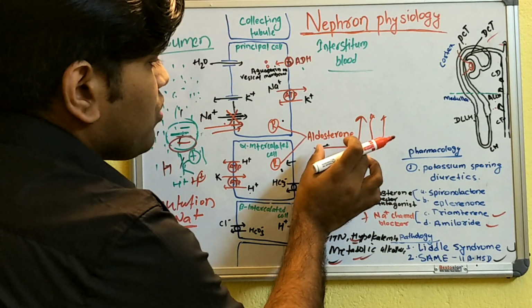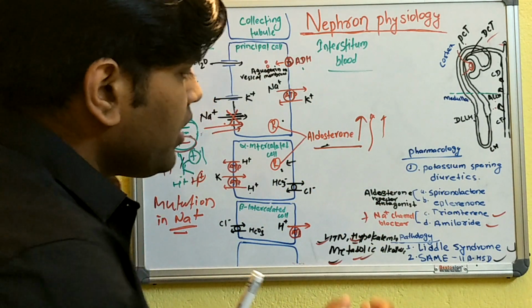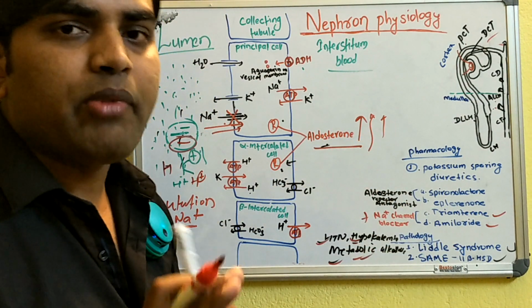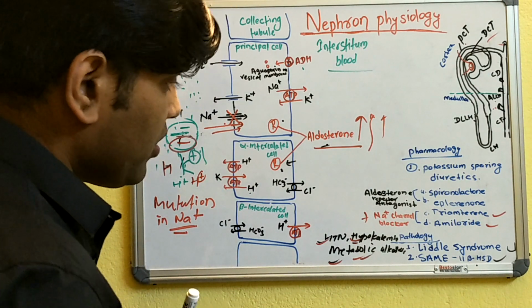In Conn syndrome, hyperaldosteronism, aldosterone will be increased, but in Liddle syndrome, aldosterone will be at a normal level. Yeah, I hope you have understood this.